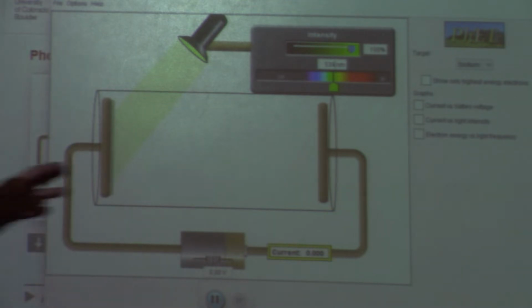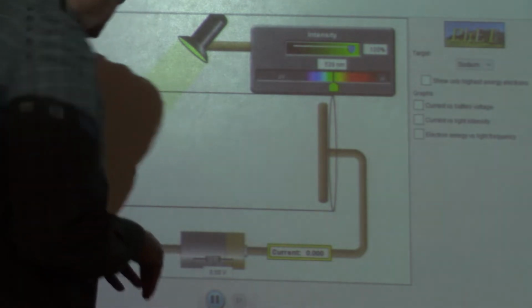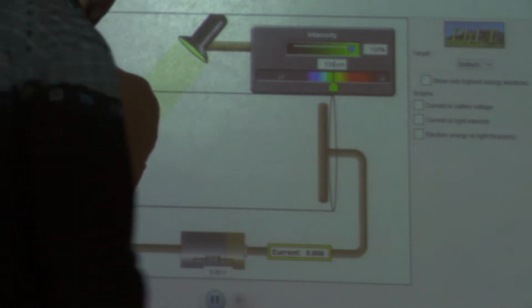Okay, so this is for those of you that don't have access to this lab at home. Even if you do want to watch it, just make sure you're doing it right.